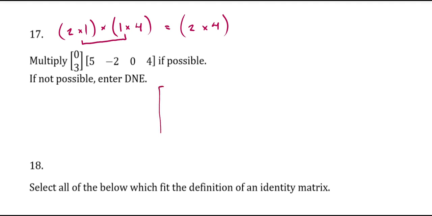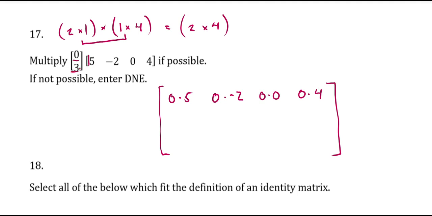So let's get 2 rows and enough space to put 4 columns here. And let's write down what we would get. Our first row, notice a row only has 1 entry here. And our first column, which again only has 1 entry here, is going to go in our position 1, 1. So that's going to be 0 times 5. We're going to proceed in a similar way for each one of these. We'll have 0 times -2, 0 times 0, 0 times 4.